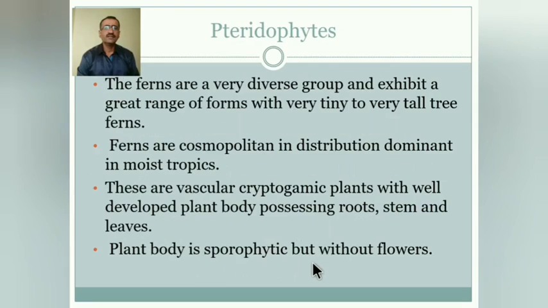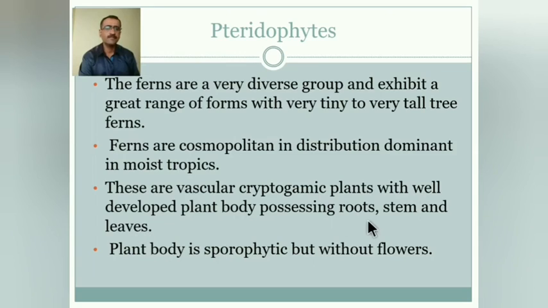And these are some characteristics of the fern. Ferns are a very diverse group and exhibit a great range of forms, with very tiny or very tall tree ferns. Some ferns are a few feet tall and some are tall trees. Fern is a group of pteridophyte. Ferns are cosmopolitan in distribution, dominant in moist tropical regions. They are found everywhere, hence they are known as cosmopolitan in distribution, and mostly present in the moist tropical area. These are vascular cryptogamic plants with a well developed plant body possessing root, stem and leaves.